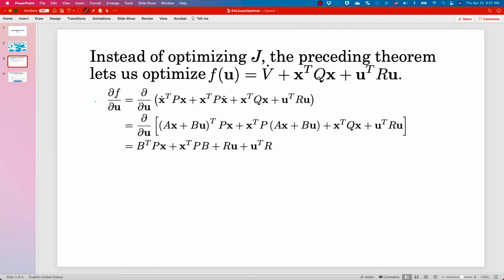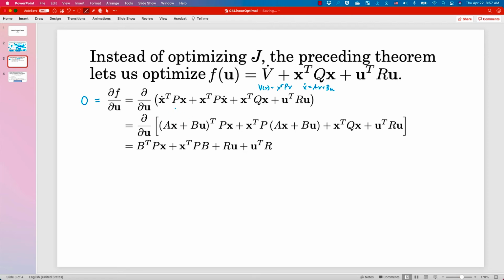What we're going to do is set this thing equal to 0, just like you would in Calculus 1, and try to determine the optimizing u that minimizes this function f. Okay, so let's get to it. We have assumed that V(x) has the form x transpose Px, and also recall that x dot equals Ax plus Bu. That's the land that we're living in here.